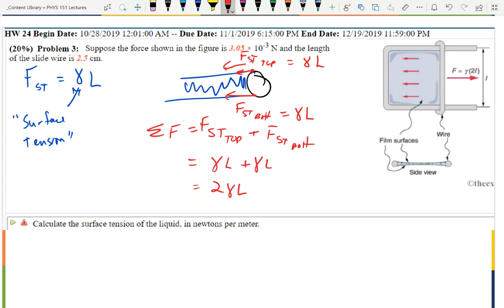So 2 gamma times L is the magnitude of the surface tension acting on that wire. Now, in this equation, just to make sure we're really clear, what is gamma? Surface tension, yes. What is L? The length of the contact between the wire and the water. And 2 is because you had it from the top side and the bottom side. And of course, the equation was given to you right here, which is why this problem took no understanding, because they gave you that equation.